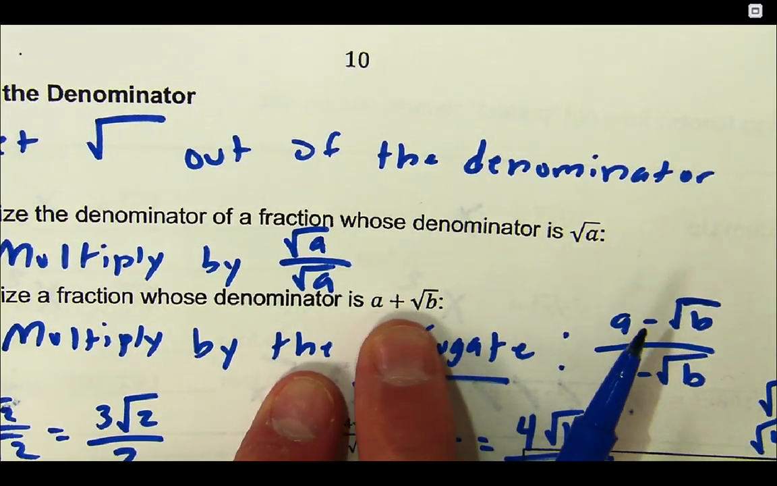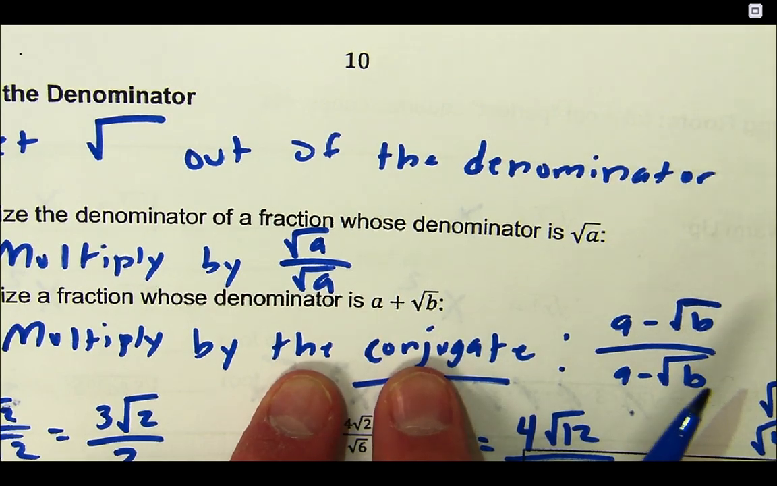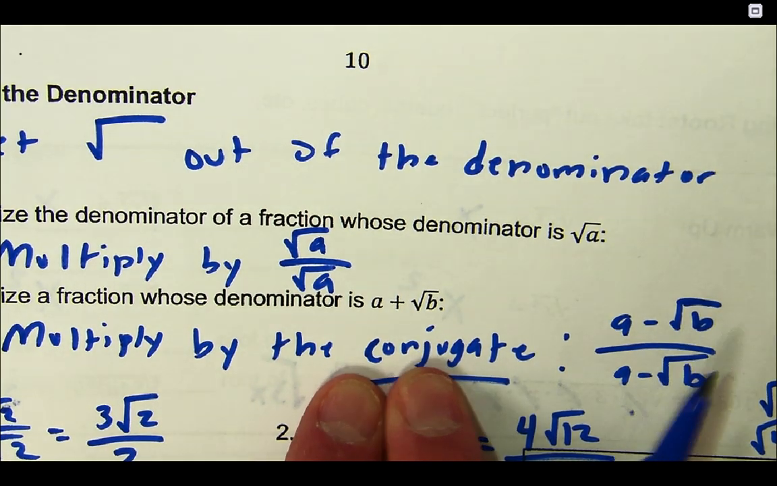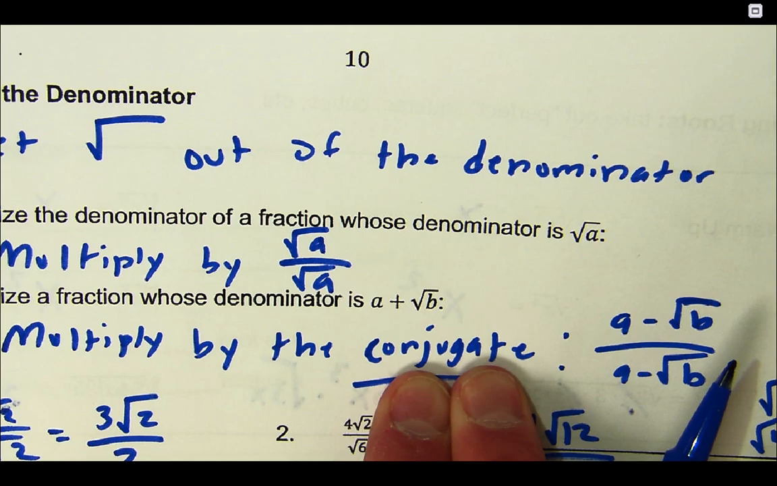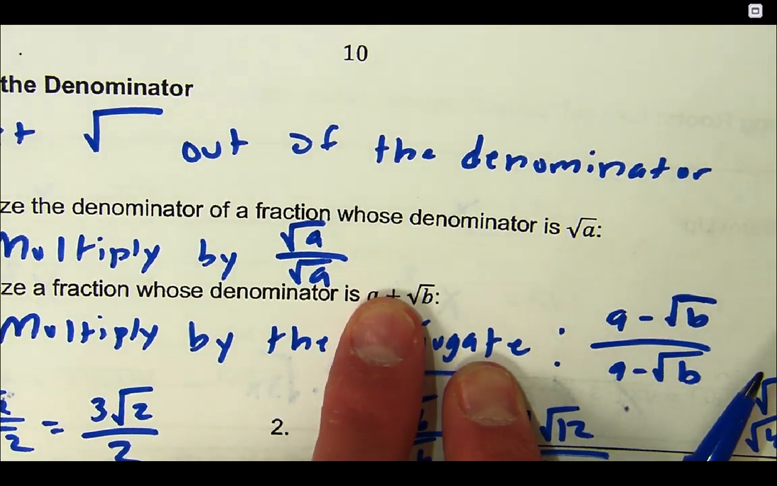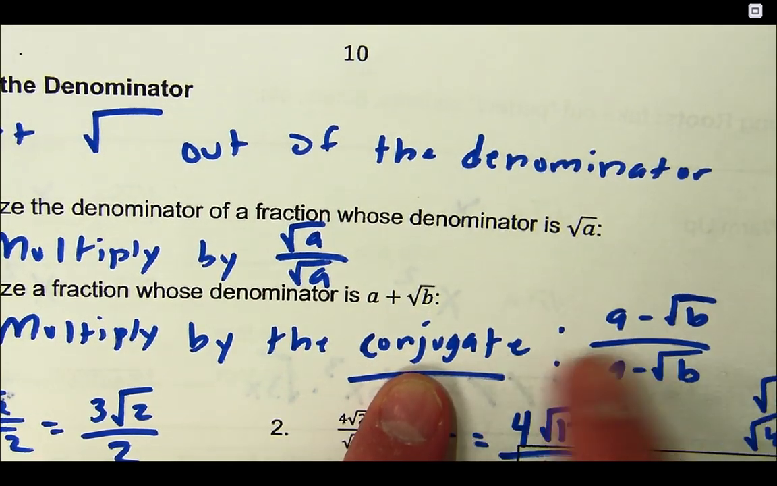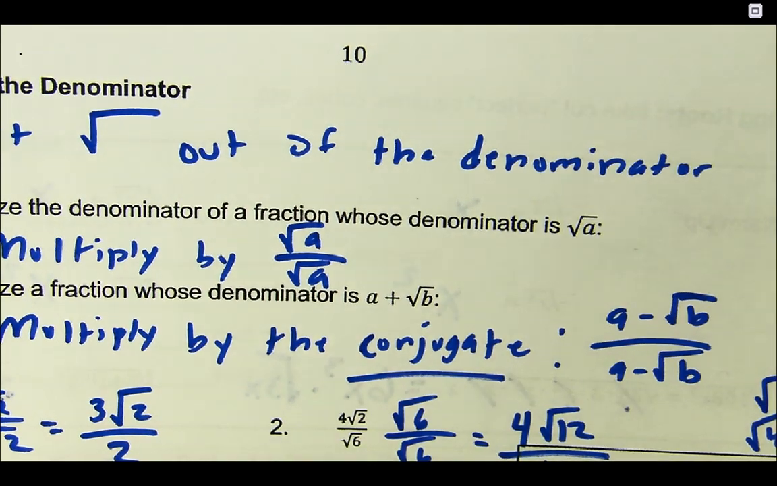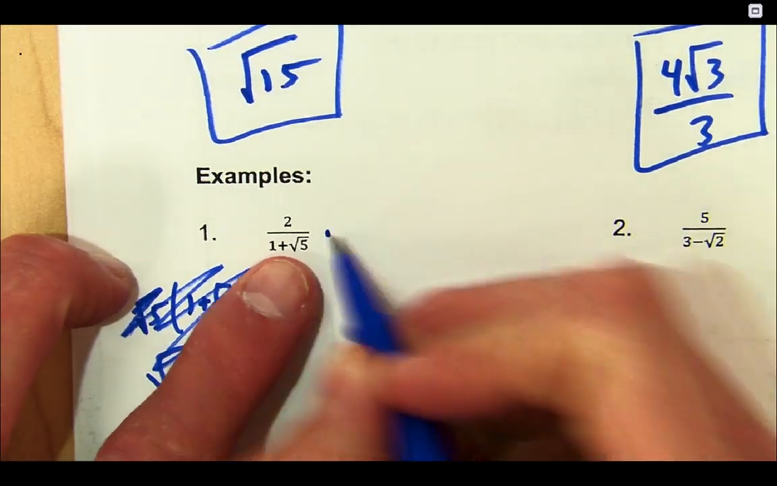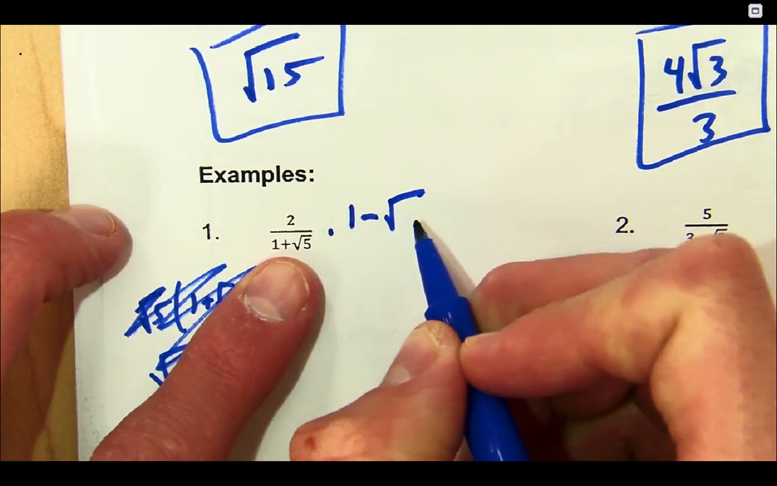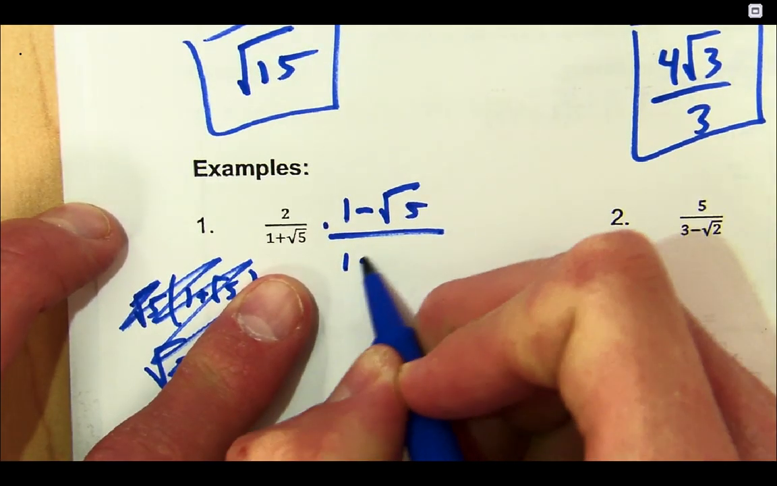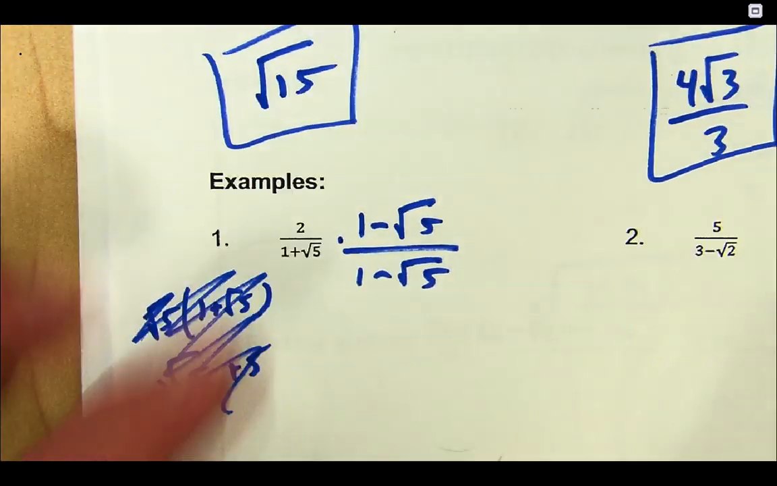If your denominator looks like this, you have to multiply by 1. That 1 will be a strategic 1 formed by the conjugate. So if this is a plus square root of b, you need to multiply top and bottom by a minus the square root of b. So in this case, I need to multiply top and bottom by 1 minus the square root of 5.